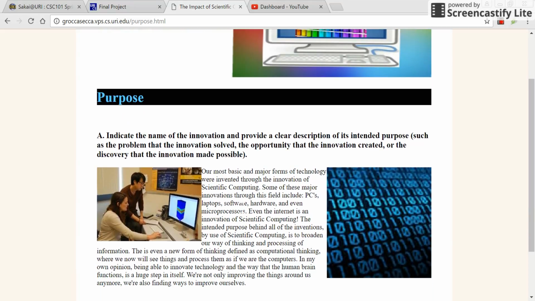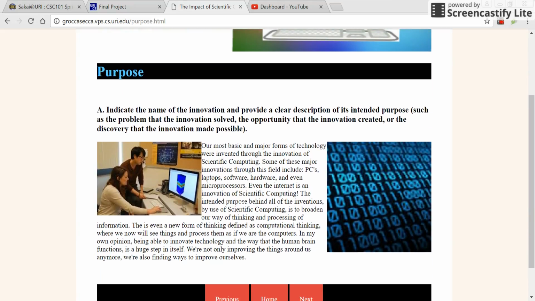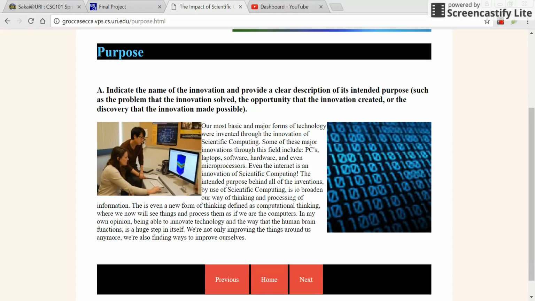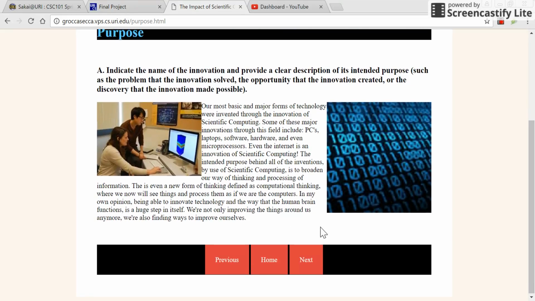All right, so as you see here, the first thing, indicate the name of the innovation and provide a clear description of its intended purpose. So, the purpose of scientific computing is that they're changing the ways that people are thinking. There's a new term coming out called computational thinking, and this is defining the ways to improve ourselves and technology at the same time. They literally want us to think just like machines. Now, in these photos, you can see 2 people working on scientific computing and some coding numbers.